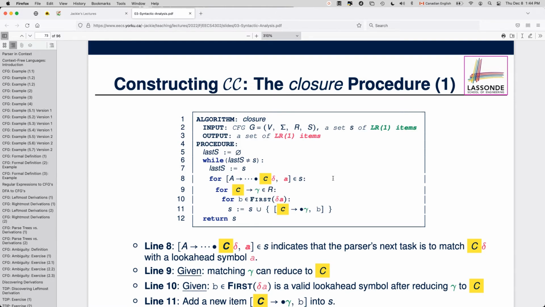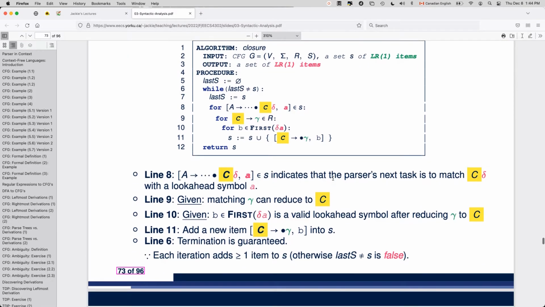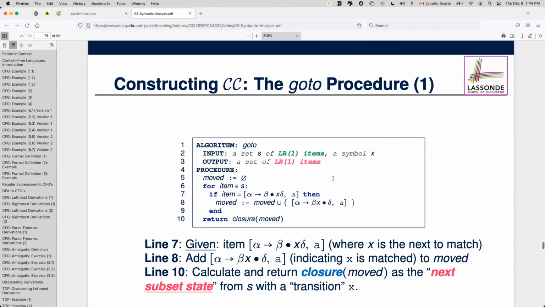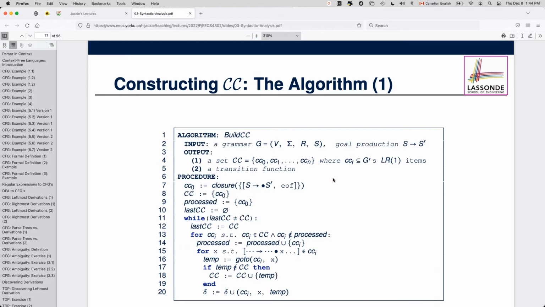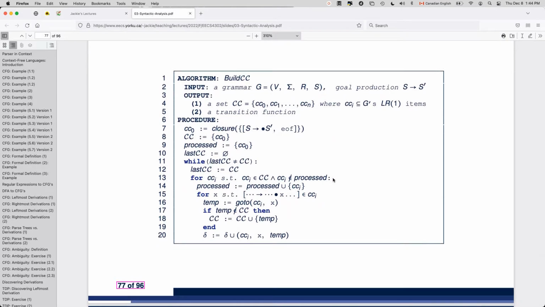Okay, closure. Yes, I can give it to you. For the closure, slide 73. Okay, we're almost there. Bear with me. And the go-to, yes. It's simple enough, but I can also give it to you. Slide 75. Go-to. And then build CC, I believe that might be the second last one. So slide 77.